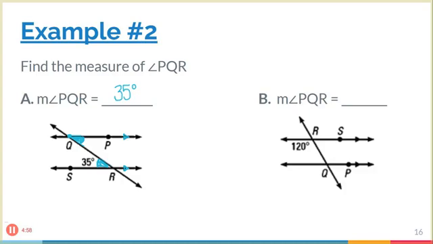Then we have here, we're still trying to find PQR. So we're still trying to find this angle right here, PQR. We see that it is an alternate interior angle to this angle right here. Since those are alternate interior angles and our lines are parallel, we know that those angles are congruent, or they measure the same. So that means that PQR also has to be 120 degrees.